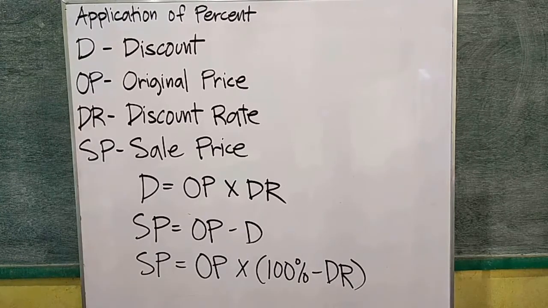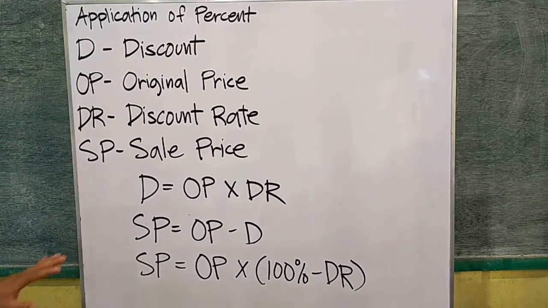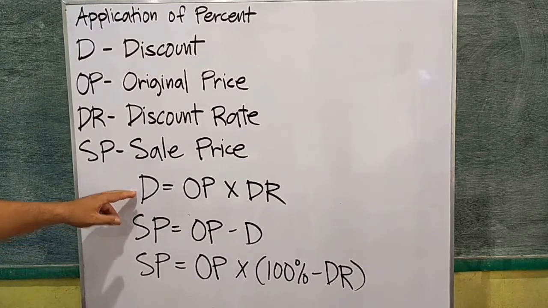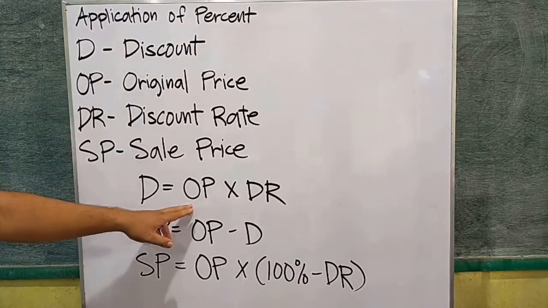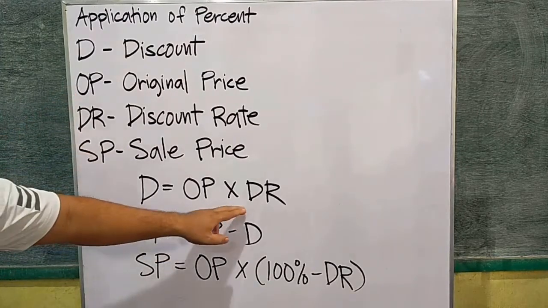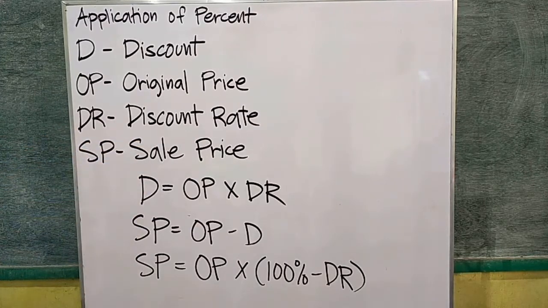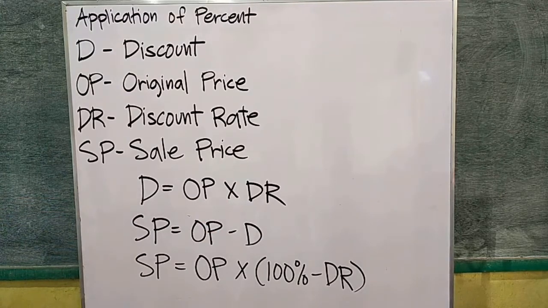Okay? Now, we need to remember these four things because for our lesson for today, we're gonna use them. Now we have here the formula. The formula to get the discount, D, is OP or original price multiplied by the DR or the discount rate. And out from that, we can derive further formulas.